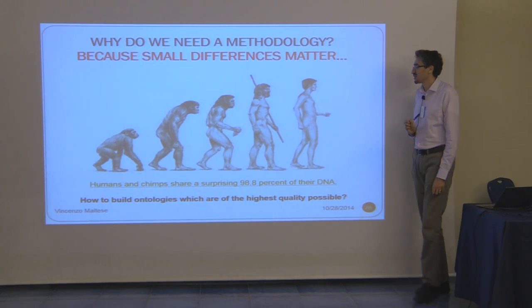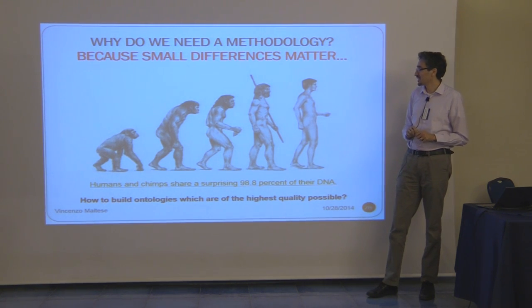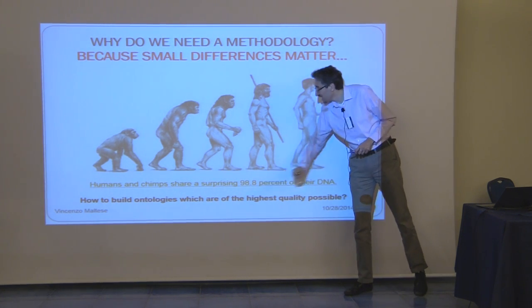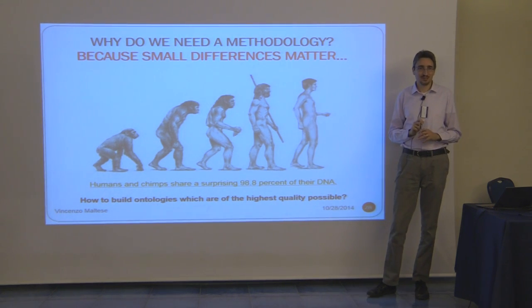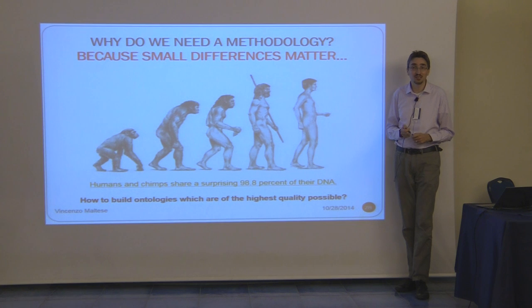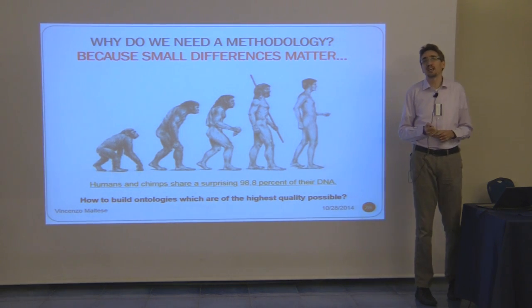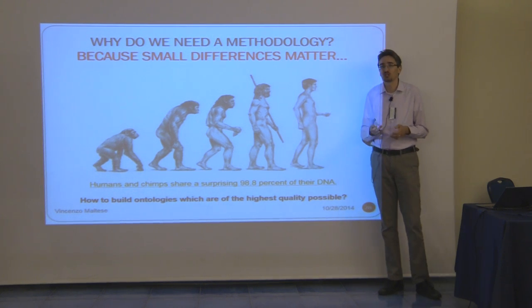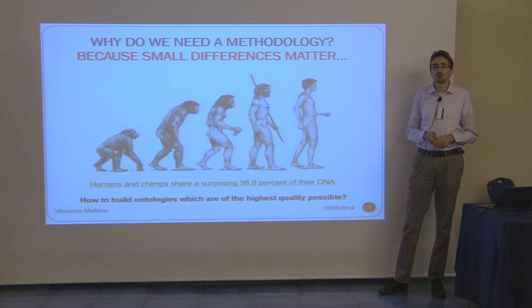So this is one slide I like very much, like the first one I showed you, which shows that small differences matter. We really share 98.8% of our DNA with shrimps. So we are almost shrimps. I told you before that existing knowledge resources don't go beyond 95% of accuracy, which means we are far beyond the shrimps. So we really need to make an effort as a community to come up with ontologies which are of better quality. Our answer to that is that we are doing them manually.